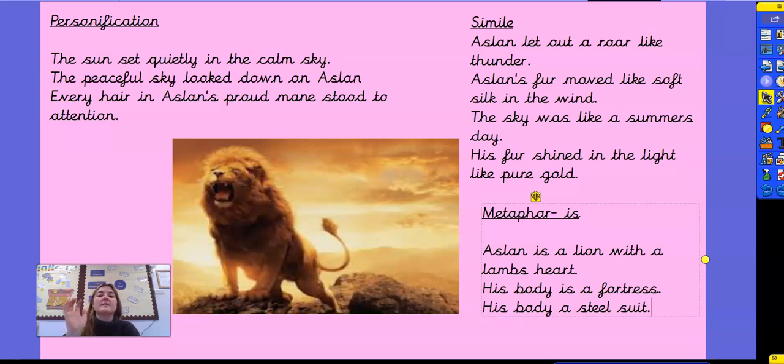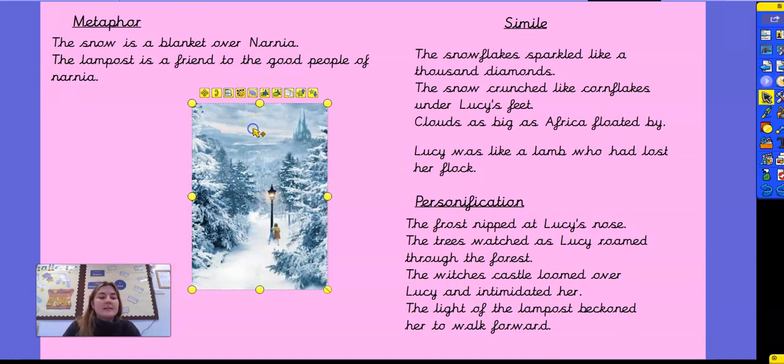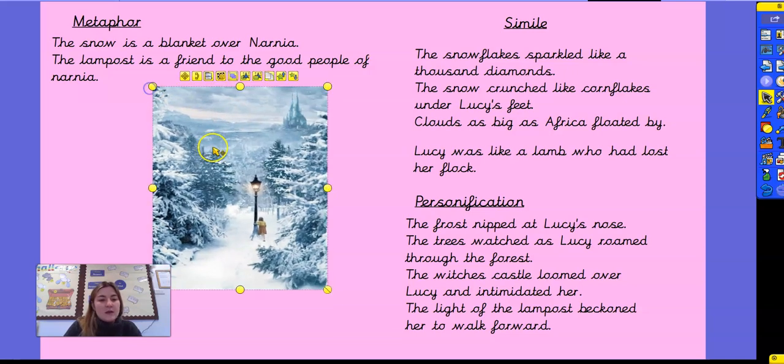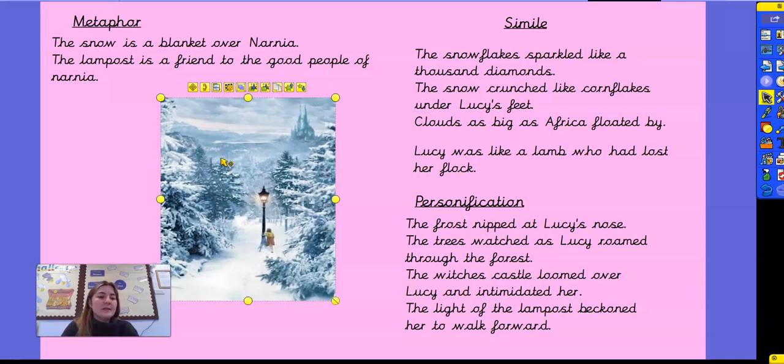So again, you're putting those images into people's heads. Even if it feels like you're being a bit silly and it sounds a bit stupid, I promise you're not, because the reader will read it and that will give a different image in their head, okay? Then lastly, I had this picture of Lucy in the snow. So for the metaphors, again, I found them really difficult, but I said the snow is a blanket over Narnia.